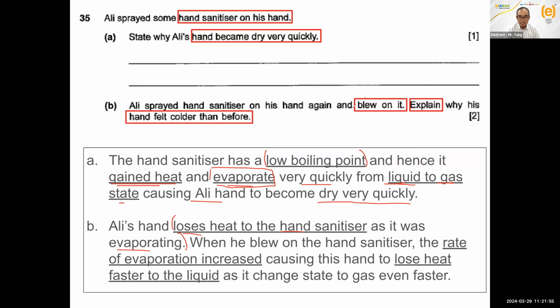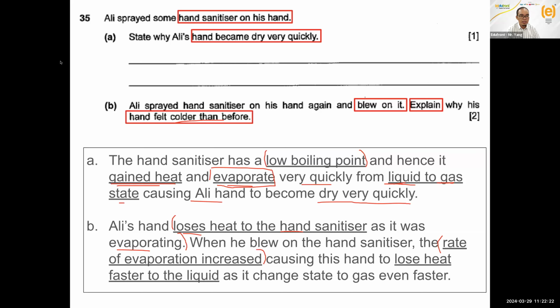So the second part is that when he blew on it, what happened? The rate of evaporation increased. Okay, so when the rate of evaporation increases, what does it mean? It means that the liquid will gain heat even faster, and Ali's hand will lose it even faster, right? So that's why he feels even colder than before. Okay?